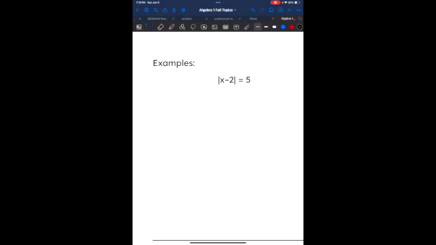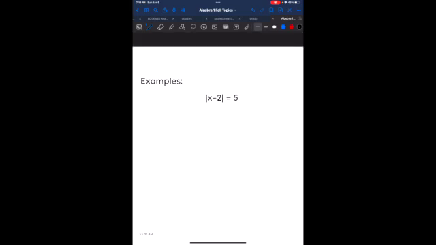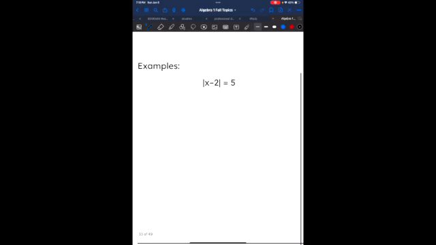For our first example, we'll look at the absolute value of x minus 2 equals 5. What makes this problem different from the last problem is that there's an expression x minus 2 inside of our absolute value. I'm going to ask us to ignore that for a second and realize that the structure of this equation is exactly like the one that we just looked at. The absolute value of something equals 5.